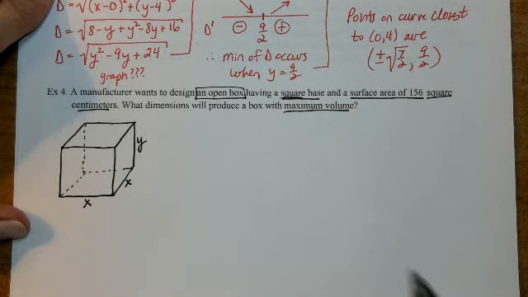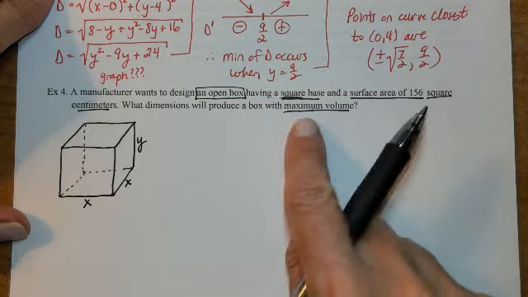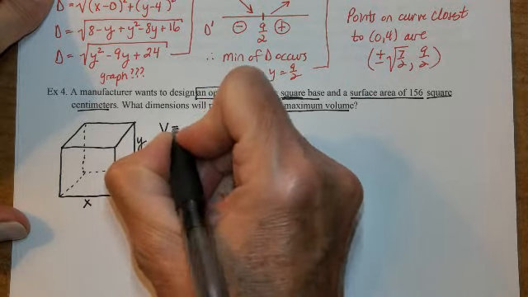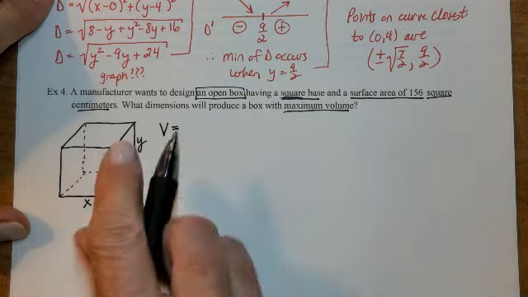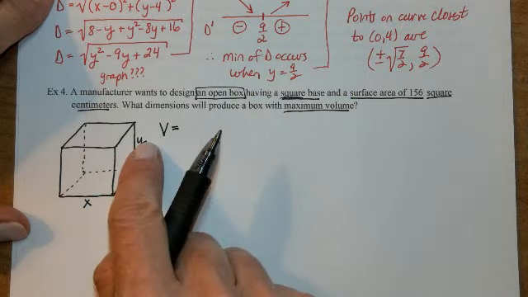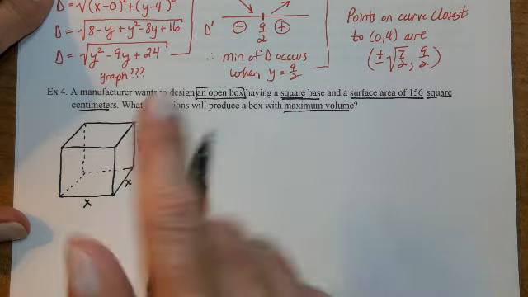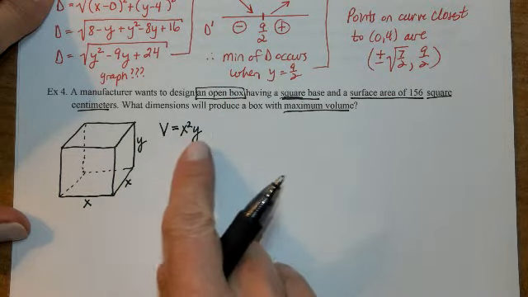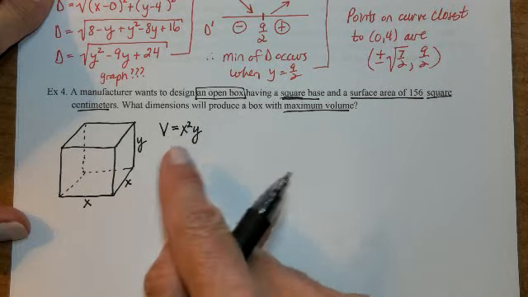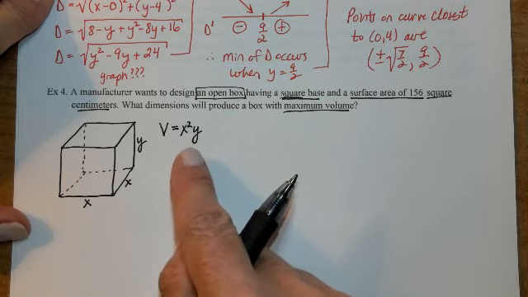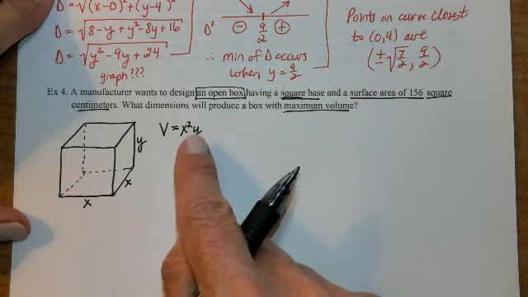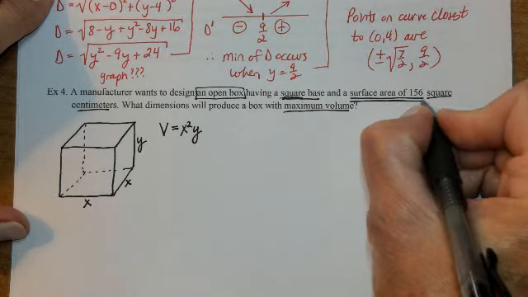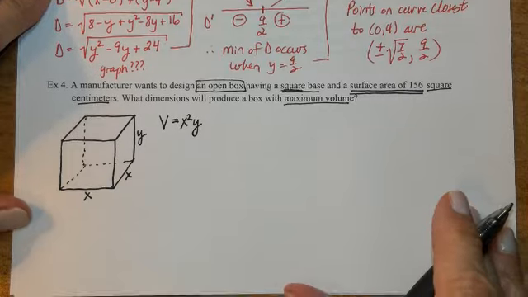Okay, what are we trying to maximize? We're trying to maximize the volume of this box. So I'm going to write my equation for the volume of a box. The volume of a box is length times width times height, right? So x times x times y, or x squared y. Two independent variables. I would like it to have one independent variable. To get that to be the case, use your other information in the problem. In this case, the surface area is 156.